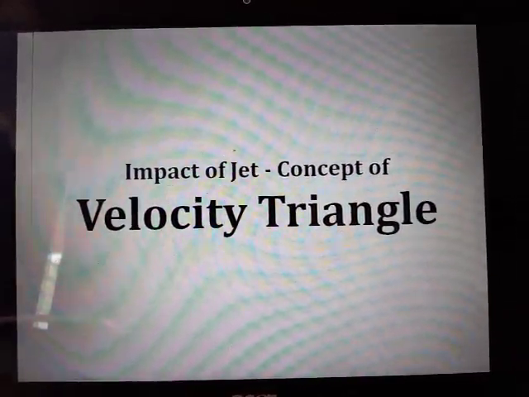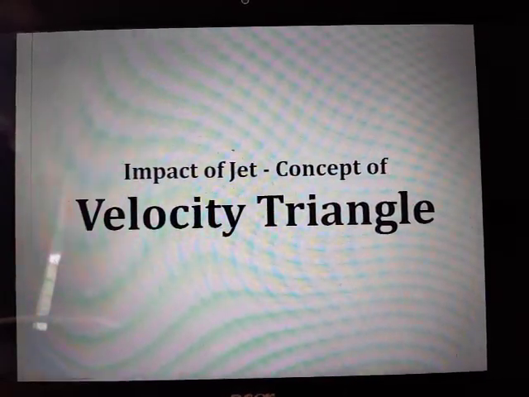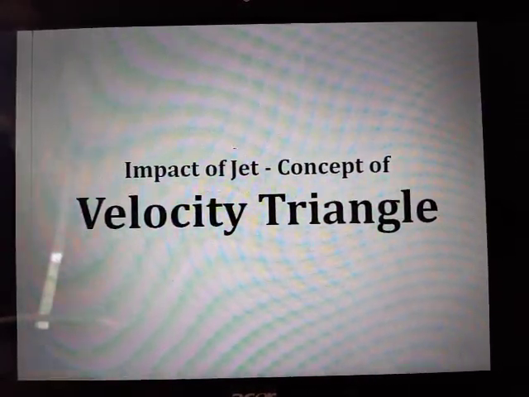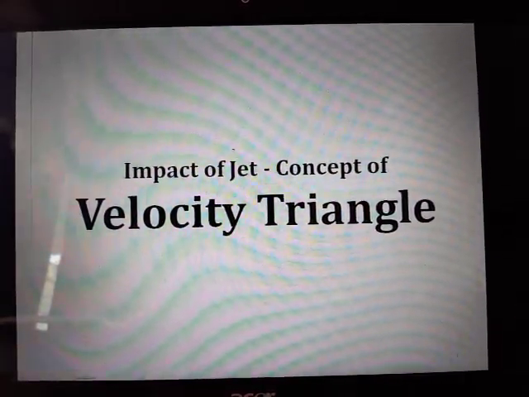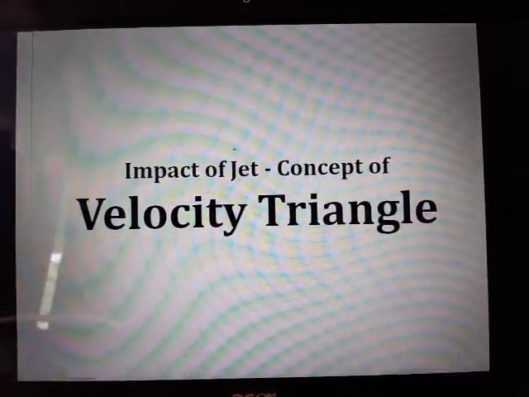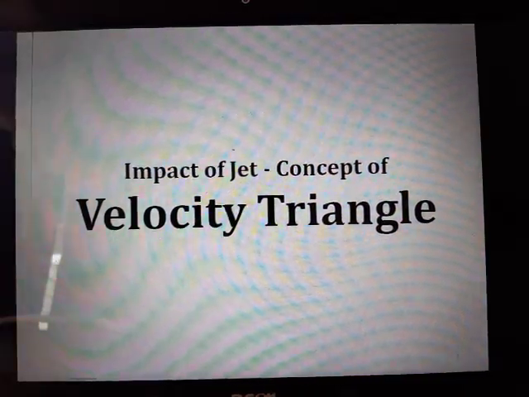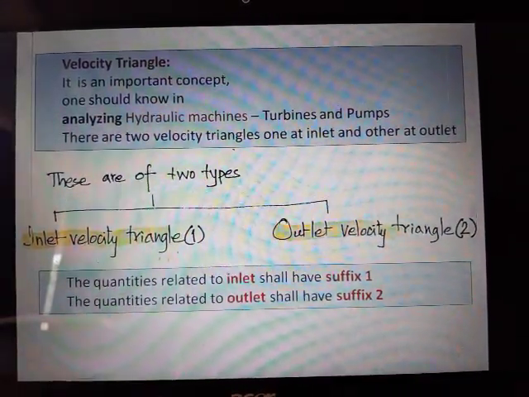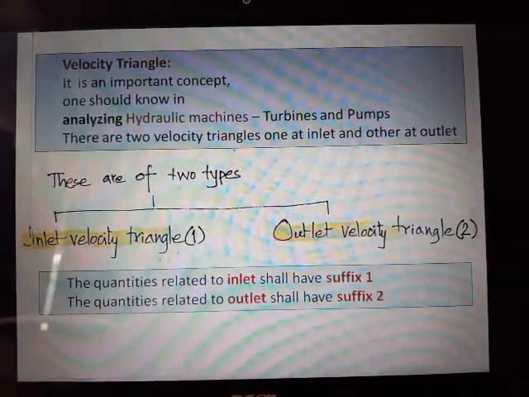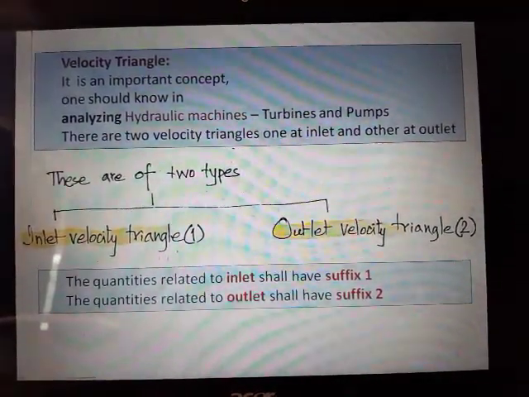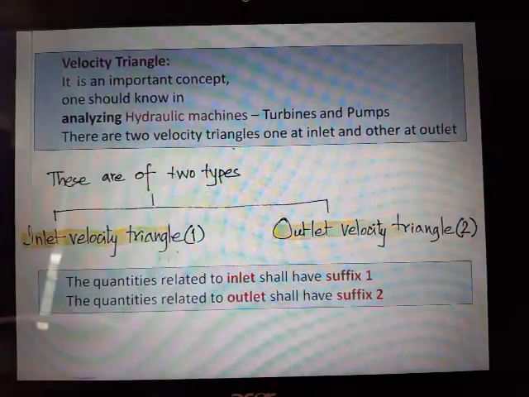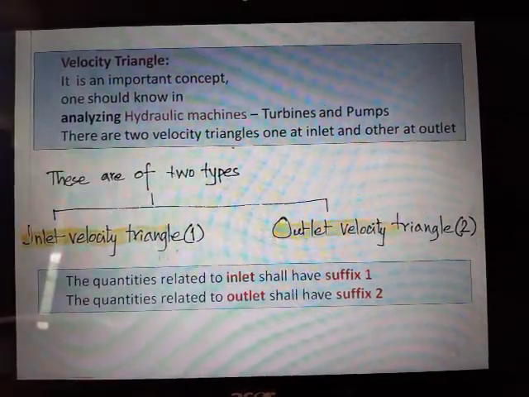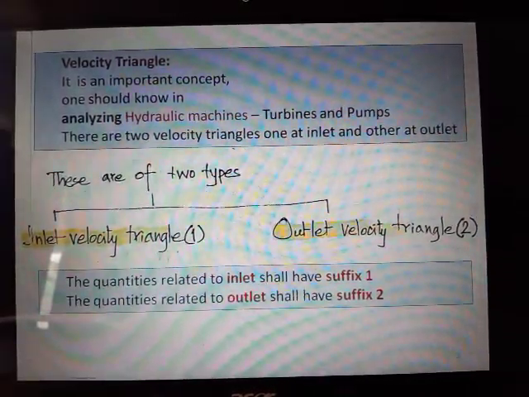Hello everyone. In this session we'll discuss velocity triangles. This is a concept one has to understand carefully. We'll go to the next slide here. Velocity triangle is an important concept one should know in analyzing hydraulic machines. Hydraulic machines are turbines and pumps.